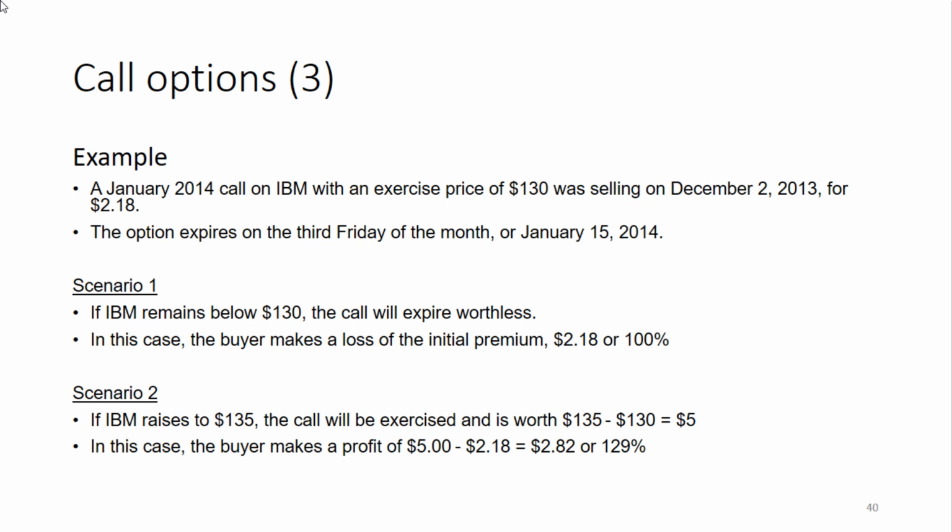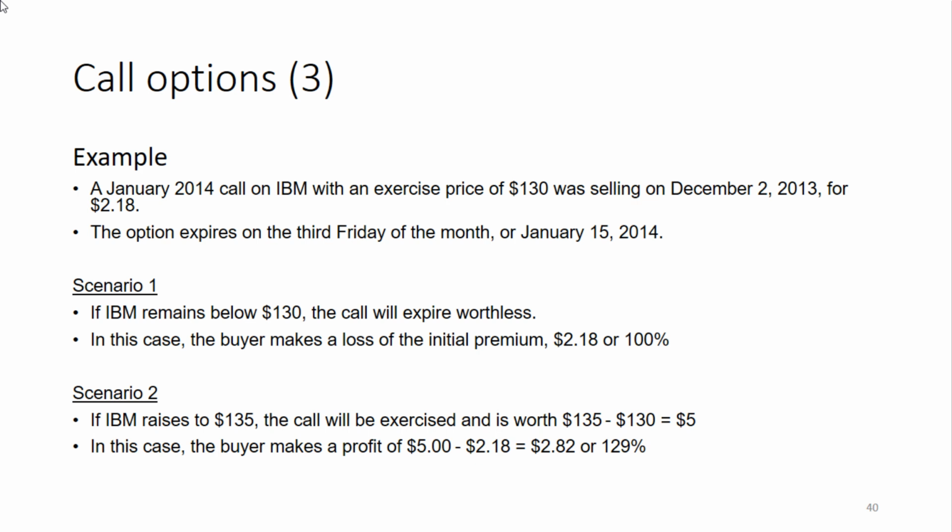So this option was bought on December 2nd, 2013, and because it's a right and not an obligation, the holder of the option, the buyer of the option, needs to pay a premium for that, $2.18. And then the option expires in January, and that's the third Friday of the month. And now let's look at two scenarios. In the first scenario, IBM, the stock of IBM, the underlying, remains below the 130.